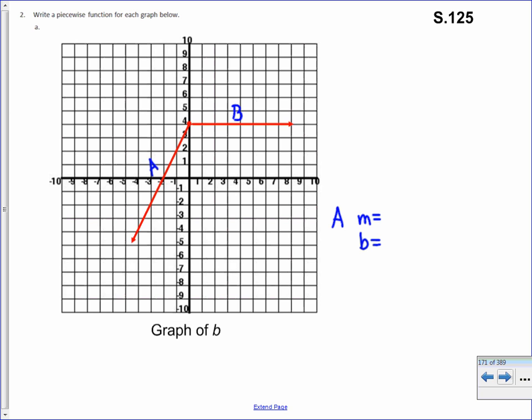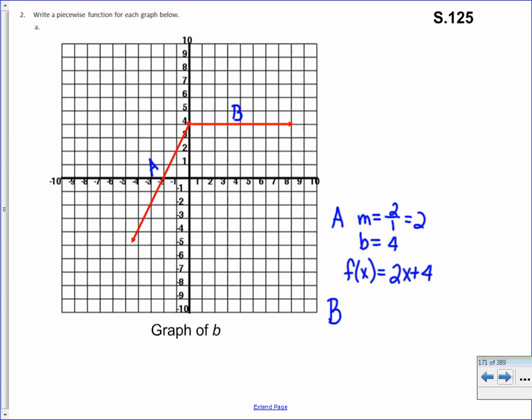So when I take a look at graph A, I should notice that my slope is going up by 2 and running 1. So my slope is 2 over 1, or 2. My y-intercept for that first line is going to be at 4. So if I wrote this equation, I would write it as f of x is equal to 2x plus 4. Let's just stop for now, and let's take a look at B.